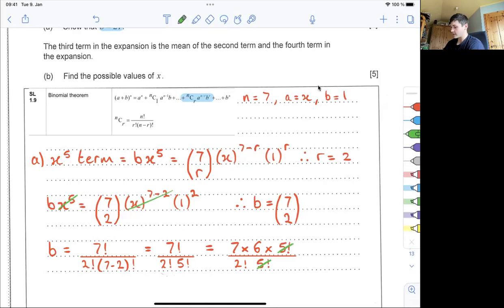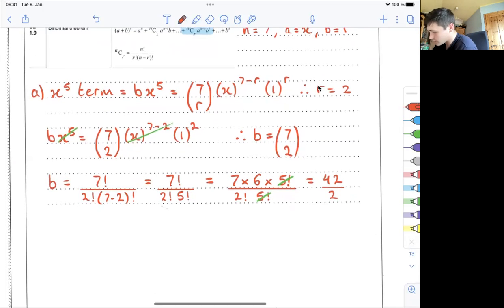And so that makes our life a little bit easier, and so now we've got 7 times 6 divided by 2 factorial. We already know that 2 factorial is just going to be 2, because that's just 2 times 1. So this is equal to 42 over 2. And then we can finish out by saying, therefore, B is equal to 21. And that is the answer to part A.